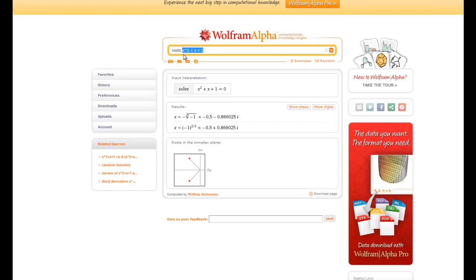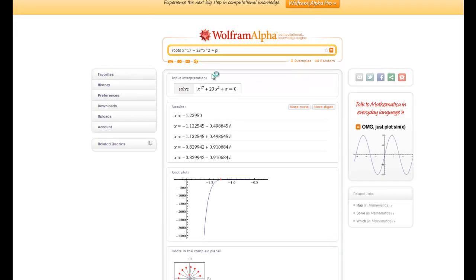Let's try a different polynomial. How about x to the 17 plus 23 times x squared plus pi. That's a real polynomial too. And let's see what its roots look like. Okay, so there's one real root, and the conjugate of that is itself, so it trivially is true that the conjugate of this is also a root. And then we have some complex roots.